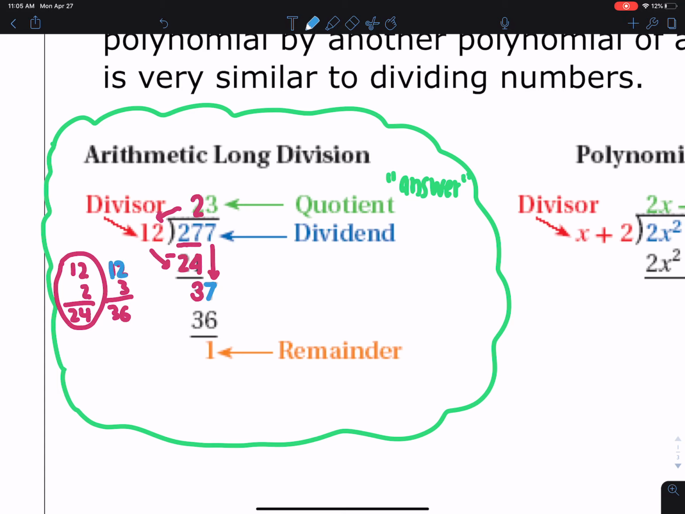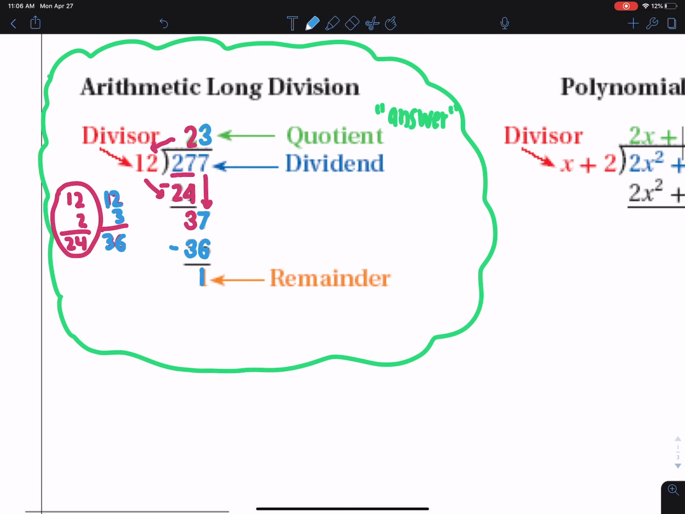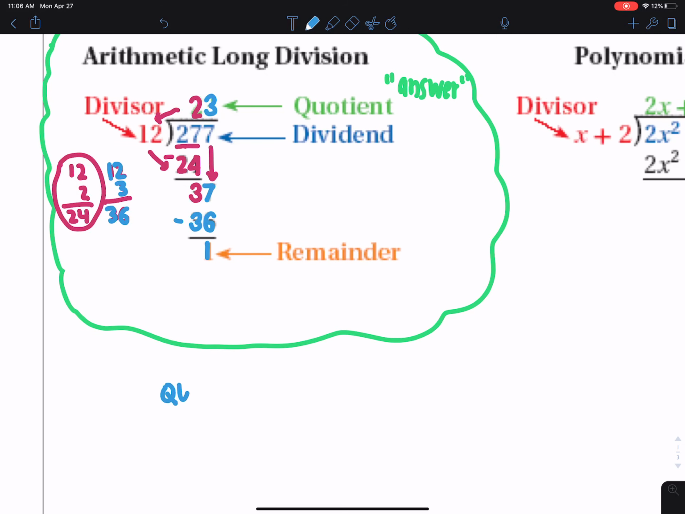So again, 12 times 3 is 36, which means we put the 3 up top. We want to go into it without going over. And then 3 times 12 is 36. And again, we're subtracting, so we end up with a remainder of 1. So if this were a polynomial problem and we wanted to write our quotient, we write our whole number part, which would be 23, and then we would write the remainder divided by the divisor, which would be 1/12. And we're going to write that with polynomials as well. So here's the answer to our division problem using arithmetic.